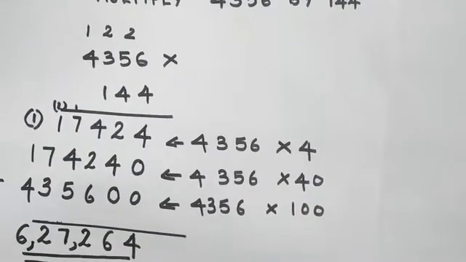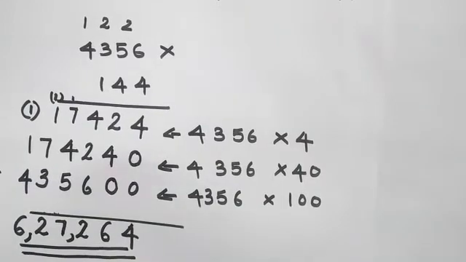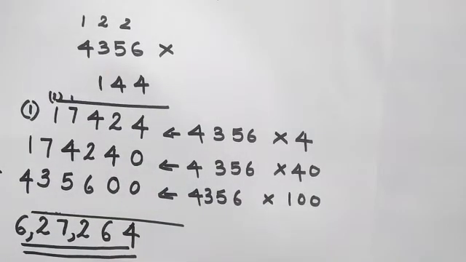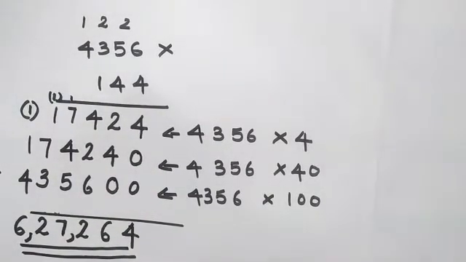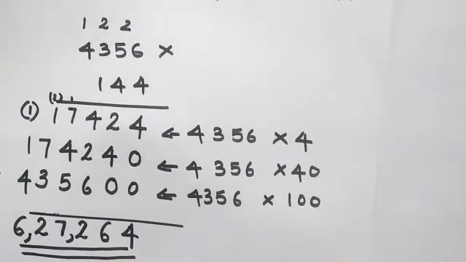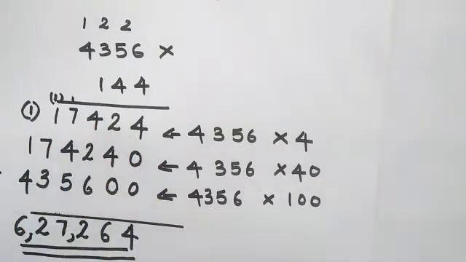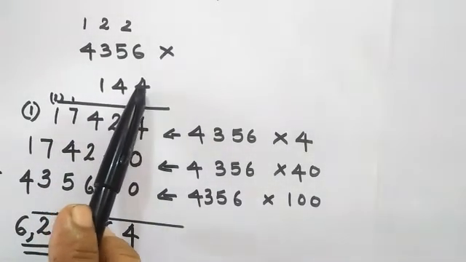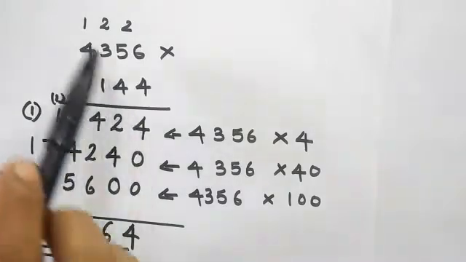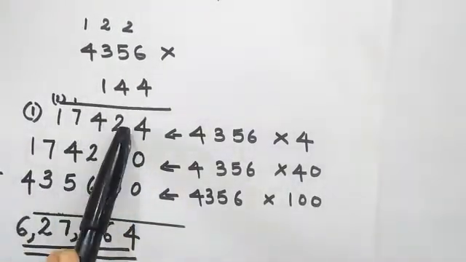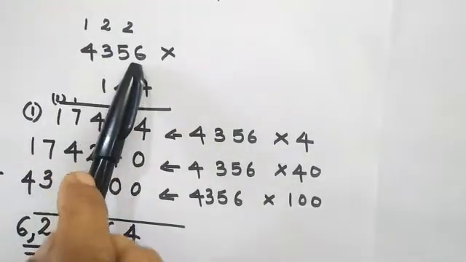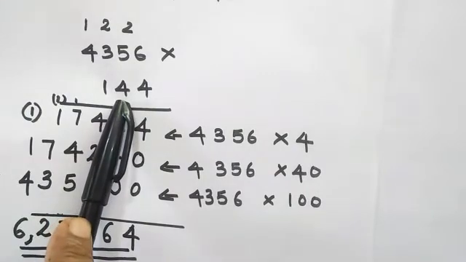6,27,264 is the product. So you understood the method of how to multiply a large number with a 3-digit number. First we multiply with the ones digit. Ones place is here, 4. Then we multiply this number with 4. We got this answer. Next we multiply with the tens digit.